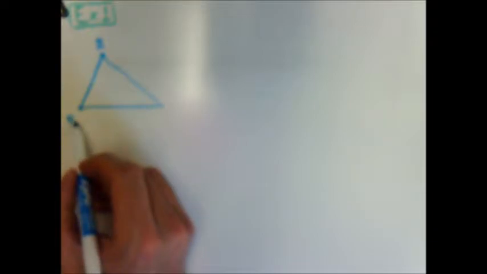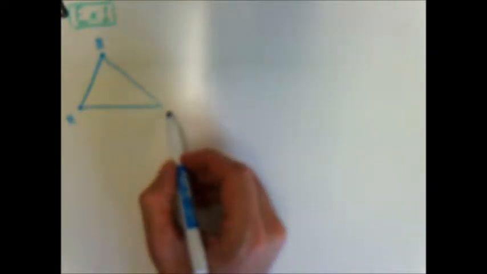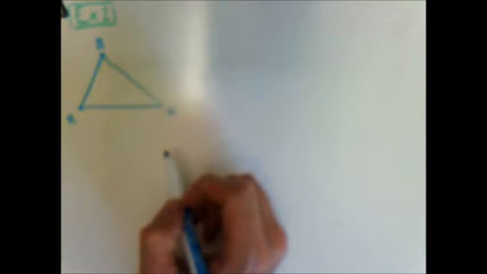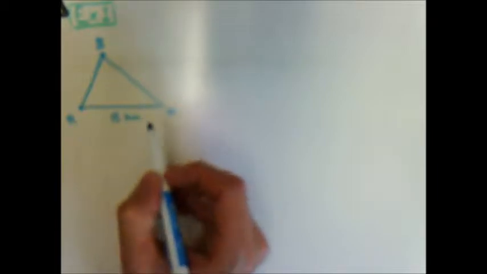So we have a B for Brookside, an R for Rolling Meadows, and an H for Highcliffe. We know that the road between Rolling Meadows and Highcliffe is 15 kilometers long, and the road between Brookside and Rolling Meadows is 10 kilometers long. And in the question, it told us that the road between Brookside and Highcliffe that's being built is going to be 16.5 kilometers long.